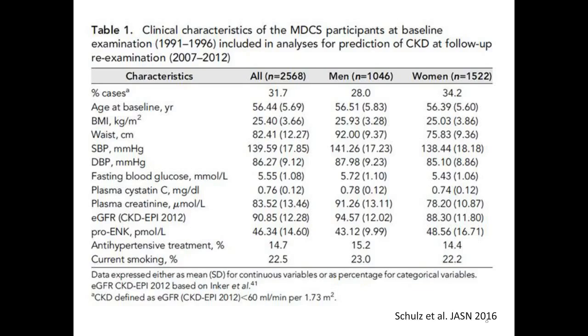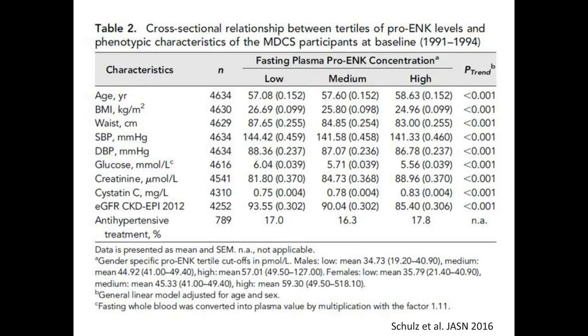And the proenkephalin levels, if you compare to the previous presentations in the critically ill where the cutoff is 100 picomoles per liter, you can see, as expected, that these subjects are considerably lower in the mean values of proenkephalin, a little bit below 50 picomoles per liter. On this next slide, I'm presenting, in the entire study population of about 4,600 subjects, the clinical characteristics at the baseline examination back in the 90s in relation to being in the lowest tertile, the mid tertile or the high tertile of proenkephalin.